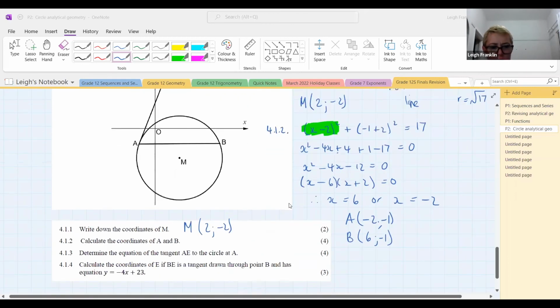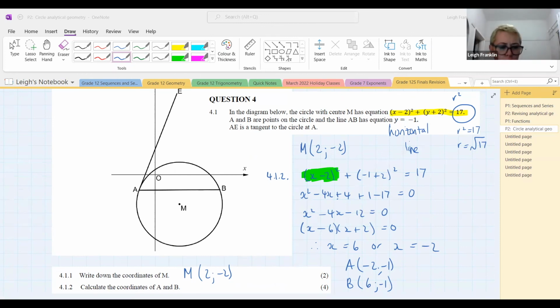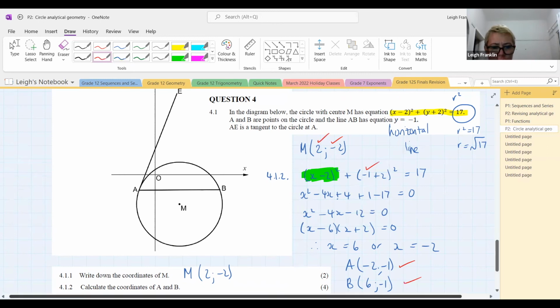Okay, so the coordinates of A and B. So that was out of 4. I just want to tell you where the marks were allocated. So here, a mark on each. There has to be a mark for subbing in the 0. There has to be a mark on those answers. How many marks was it? 4. So another mark, probably on that line. Could possibly be on that line as well.